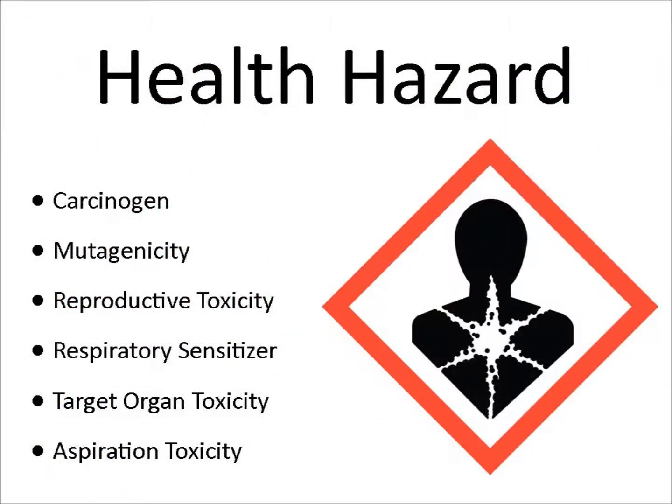The health hazard pictogram has a head and shoulders silhouette with a toxic blob in the middle of it. The hazards include carcinogen, mutagenicity, reproductive toxicity, respiratory sensitizer, target organ toxicity, and aspiration toxicity. A good rule of thumb when handling hazardous chemicals with the health hazard label, which describe items that you may not be able to pronounce or you may not know the definition of, be very careful.